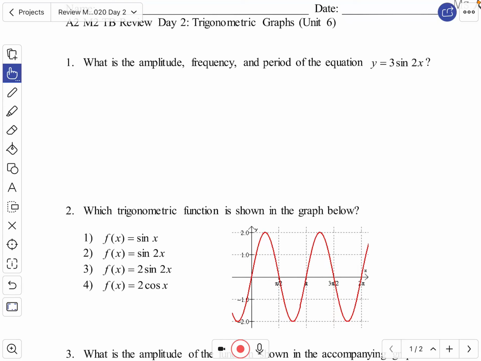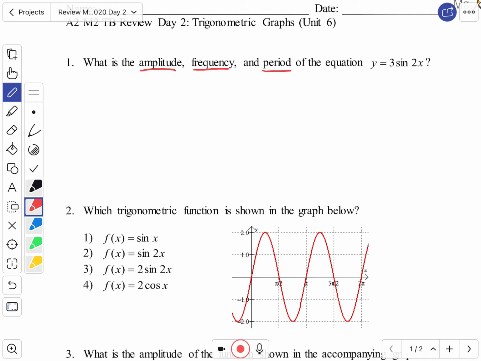Good morning, everybody. Today is the second day that we are reviewing trigonometric graphs. Okay, so these are the same questions that we did yesterday. They are just different types of numbers and questions. So the first question is asking what is the amplitude, what is the frequency, and what is the period.